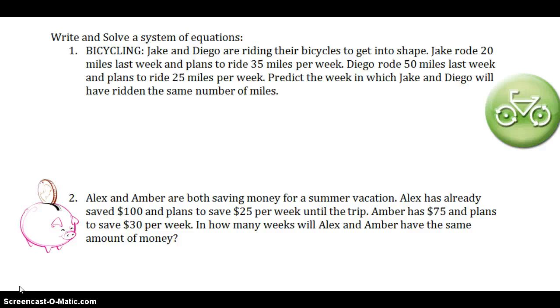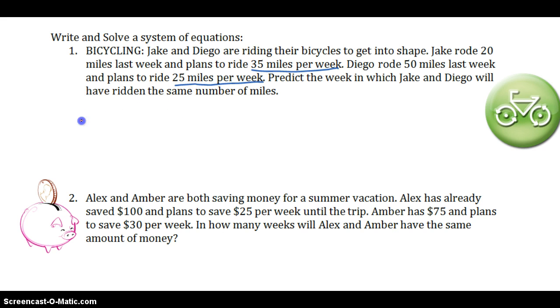All right, now we have to tackle word problems because life's going to come to us in situations where we have to set up our own system of equations. So Jake and Diego are riding their bicycles to get into shape. Jake rode 20 miles last week and plans to ride 35 miles per week. Diego rode 50 miles last week and plans to ride 25 miles per week. Predict the week in which Jake and Diego will have ridden the same number of miles. So where do the two meet? Where do they intersect?